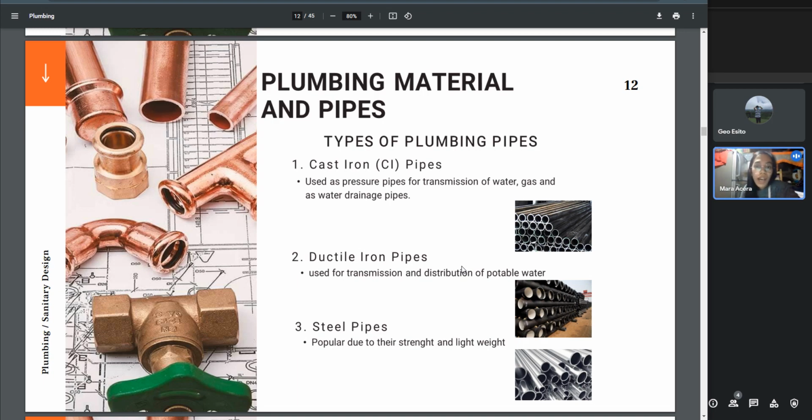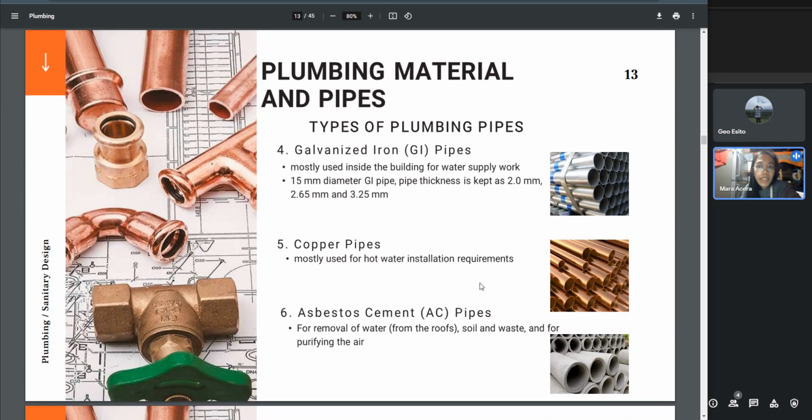They are cheaper in cost, they have more resistance to rust and corrosion, and they are highly durable. The ductile iron pipes. These pipes are used for transmission and distribution of potable water. They are made of ductile iron and are improved version of cast iron pipes. Third is the steel pipes. These are popular due to their strength and lightweight, as compared to CI pipes. Adequate preventive measures are required so as to save these pipes from adverse atmospheric conditions.